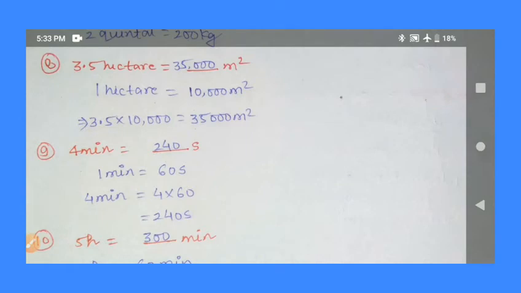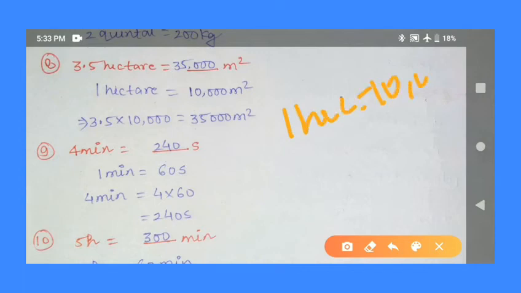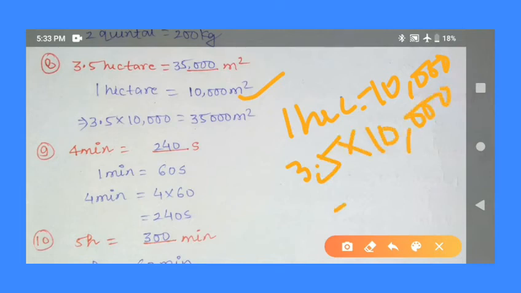3.5 hectare is equal to dash meter square. We know that 1 hectare is equal to 10,000 meter square. So 3.5 into 10,000, you will get 35,000 meter square. All the things are written here. 1 hectare is equal to 10,000 meter square. So 3.5 hectare is equal to 3.5 into 10,000, 35,000 meter square.